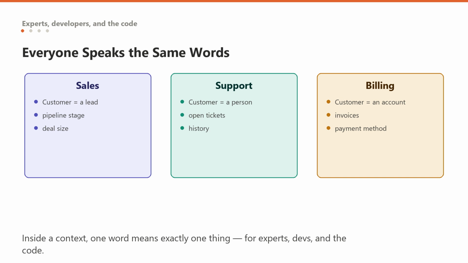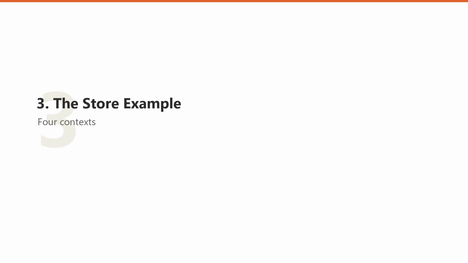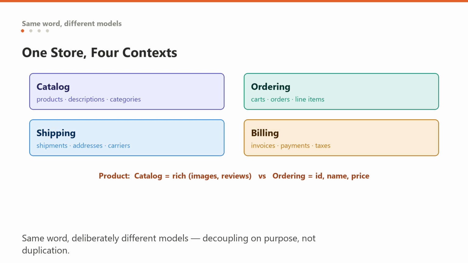Concept 3. Let's make it concrete with an online store. Let's split an online store into 4 bounded contexts. Catalog, which cares about products, descriptions, and categories. Ordering, which cares about carts, orders, and line items. Shipping, which cares about shipments, addresses, and carriers. And billing, which cares about invoices, payments, and taxes.